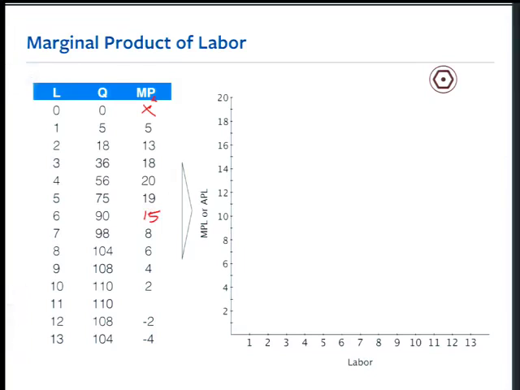All right, what's the marginal product of going from 10 to 11? How many units of output are you adding or losing? 0, right? So the marginal product is 0. Now, you could draw this marginal product if you want, right? For each unit of labor, you have the corresponding marginal product.